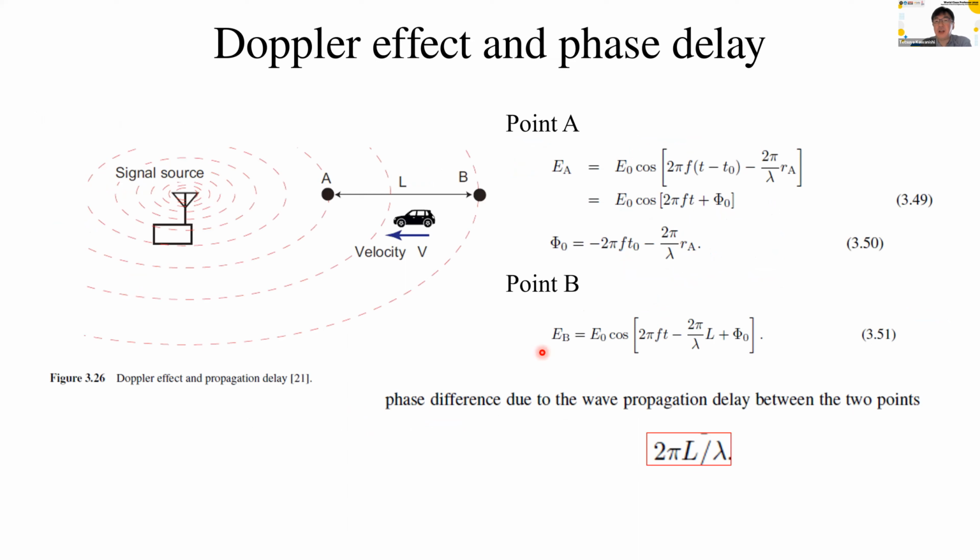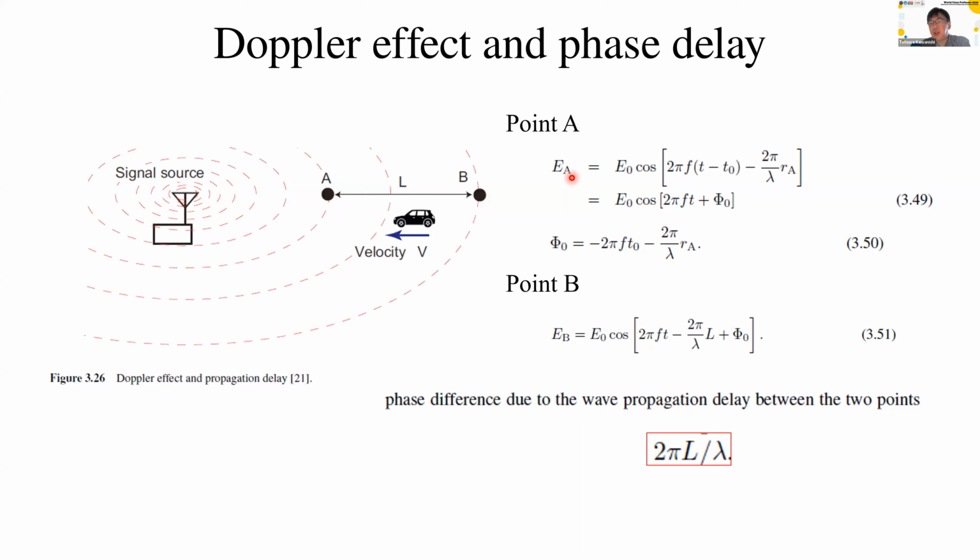Here I'd like to talk about the relationship between the Doppler effect and the phase delay. If we observe the electromagnetic wave here and here, of course there is some phase difference due to wave propagation delay. The light wave coming from here takes a particular time duration caused by the wave propagation from point A to point B.